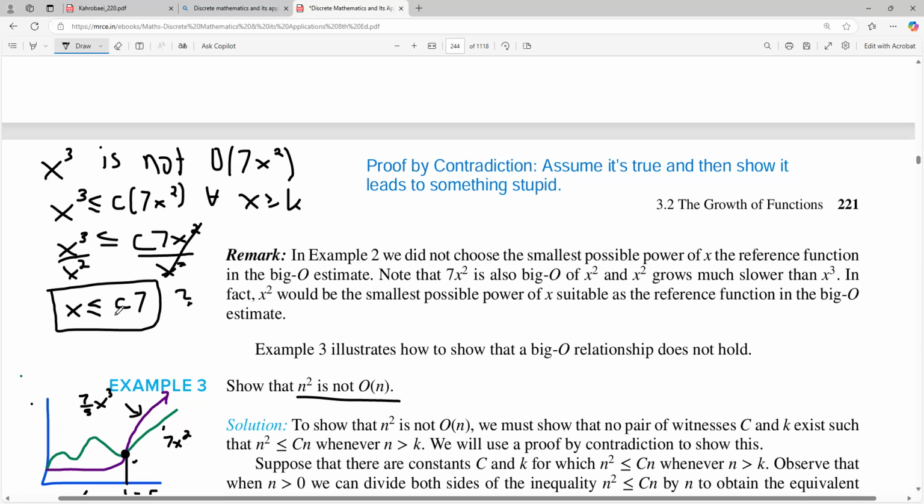Is this true? Remember, c is a constant, 7 is a constant, x is a variable. Can you ever bound a variable by a constant? No, you can't do that, right? This is not good. Can't do that. You cannot bound a variable by a constant.